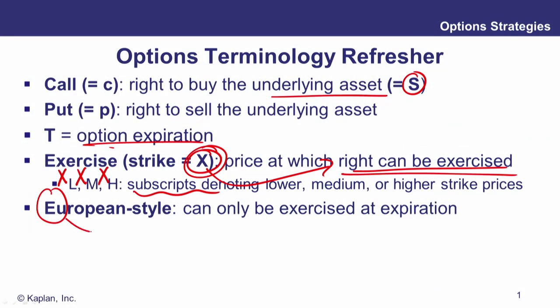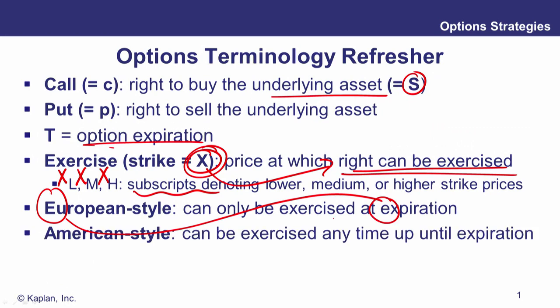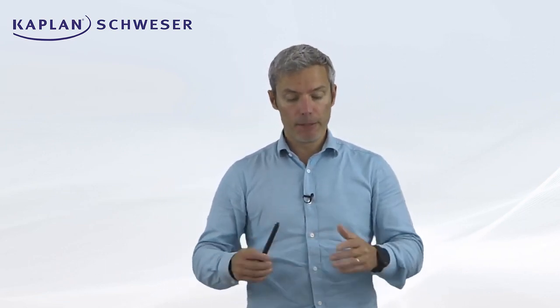Now, exercise style. European style options can only be exercised at expiry, whereas American options can be exercised at any time. European, E for expiration, A American, A for any time. So there's a bit more flexibility about American options, which means they shouldn't be worth less than European options. But it's usually irrational to exercise American options early.